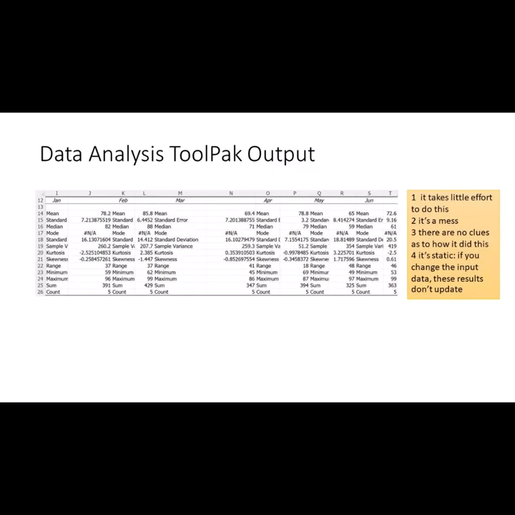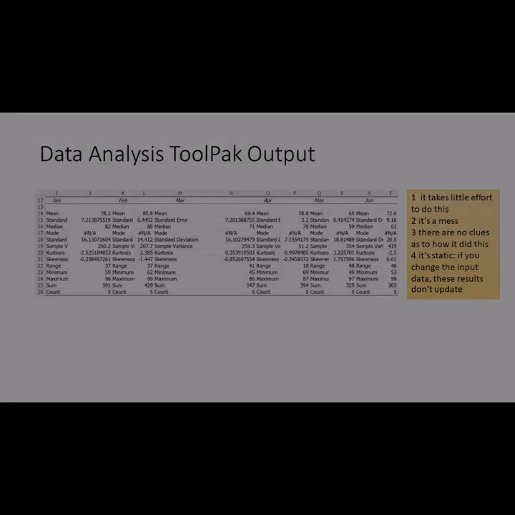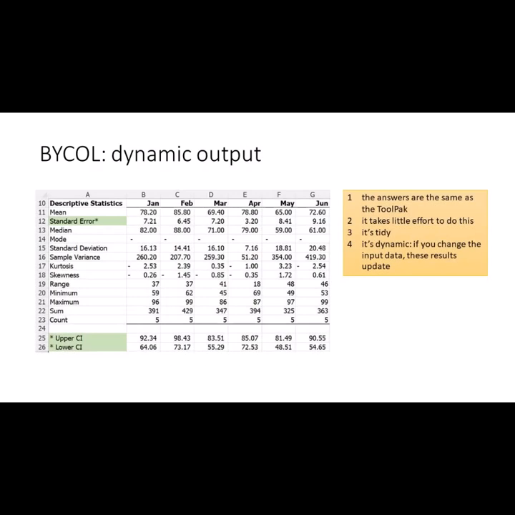The output takes little effort to do, but it's a mess. There are no clues as to how we did this, and it's static, so if you change the data, you don't change the output. By contrast, the BYCOL dynamic output, the answers are the same as for the ToolPak. It takes little effort, it's tidy, and it's dynamic. Let's see how to do this in Excel.